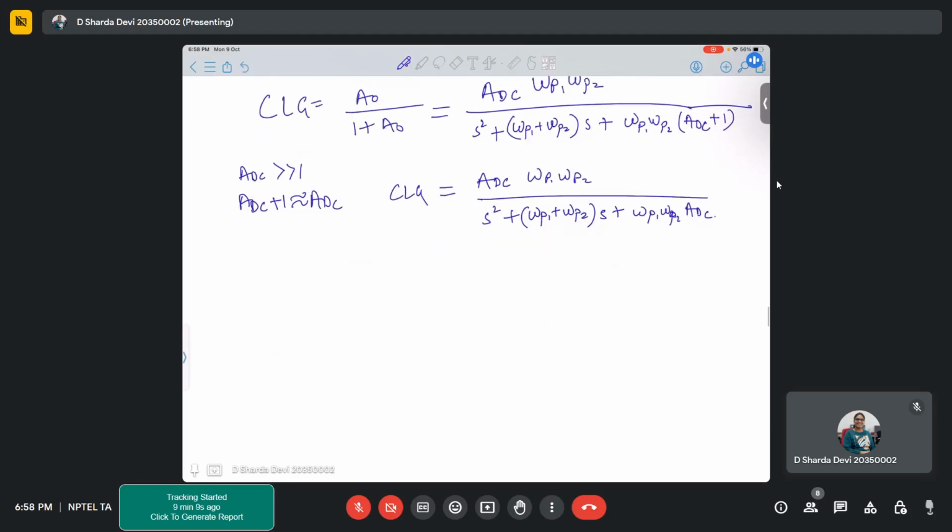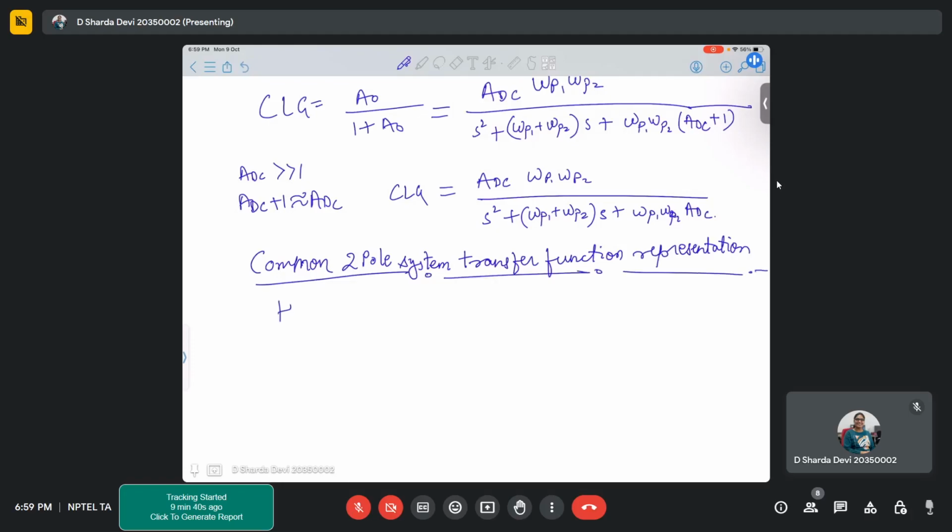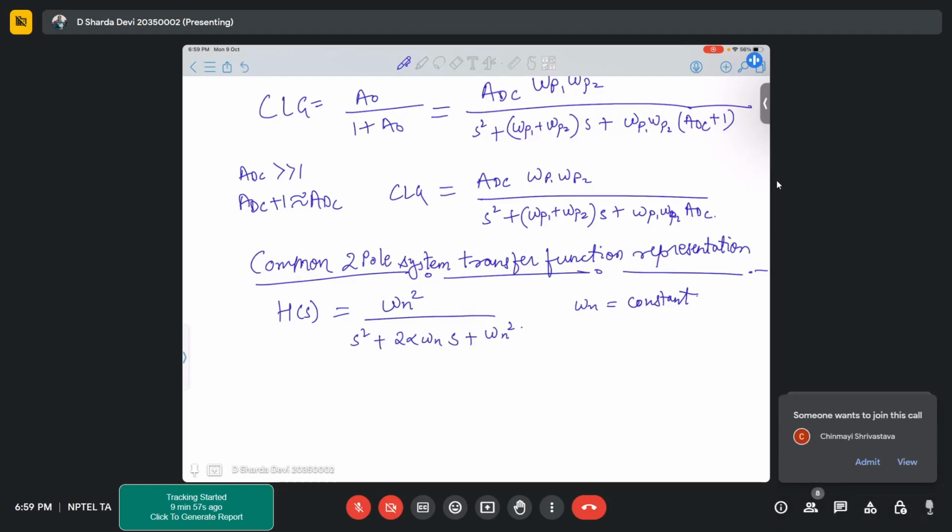And a very common way of representing the two-pole system transfer function is like H of s equals omega n square upon s square plus 2 alpha omega n s plus omega n square, where omega n is a constant.